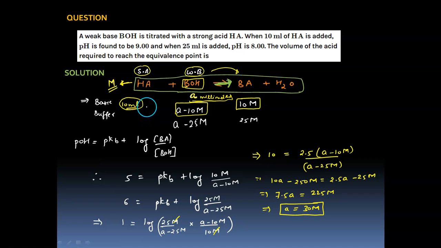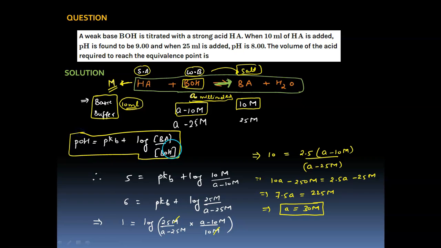Now if we analyze the solution, we have a weak base and its salt. So it is a question of basic buffer. For a basic buffer, the formula is pOH = pKb + log(salt/base). By the same logic, after 25 ml of HA is added, the millimoles of BOH remaining is A minus 25M and BA formed is 25M. So let us put this data into our standard equation.